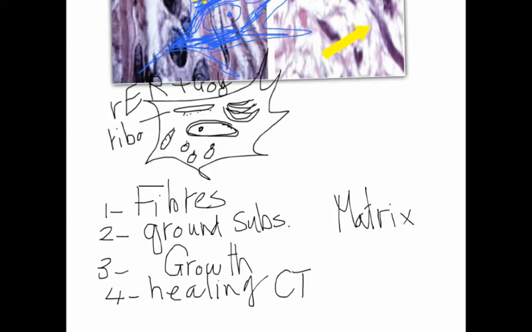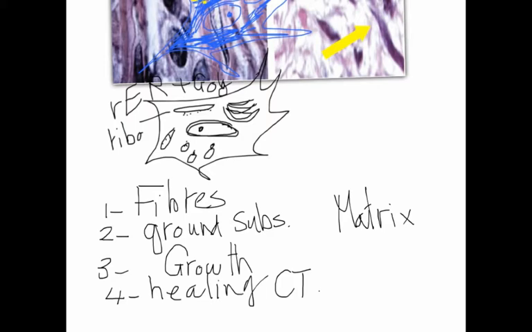يبقى هنا الفانكشنز بتاعتنا هي لها علاقة بتركيب الكونكتيف تيشو، تكوين الفايبرز اللي هي بروتين in nature، تكوين الجراوند substance which is one of the components of the matrix, production of growth factors that help the growth of the cells and their differentiation, and finally after injury of the connective tissue, by these three functions they can help in healing of the wound in the connective tissue.